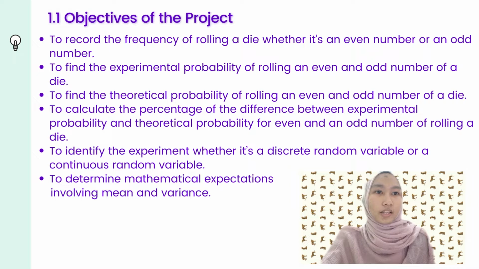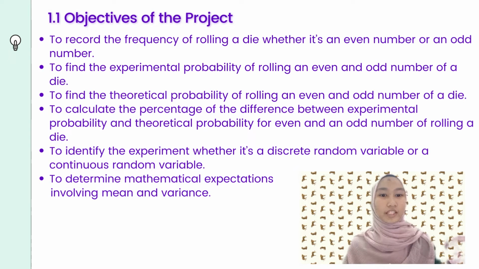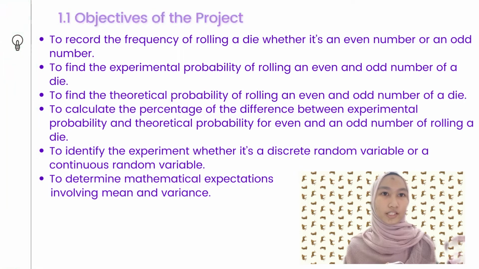Next, to calculate the percentage of the difference between experimental probability and the theoretical probability for even and odd number of rolling a die. Then, to identify the experiment whether it's a discrete random variable or a continuous random variable. Lastly, to determine mathematical expectation involving mean and variance.